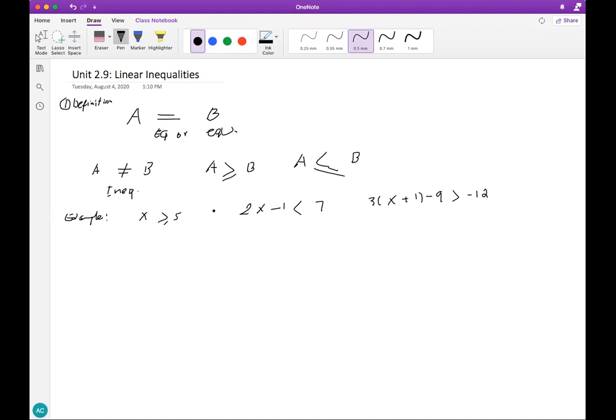Again, the only difference between these and equations is the comparison symbol. Instead of an equal sign, we have this inequality symbol. So these can be solved and can also be graphed. Maybe let's start with the graphing part first. Let's review the graphing part first because it's probably easier than the other part. So, graphing inequalities.